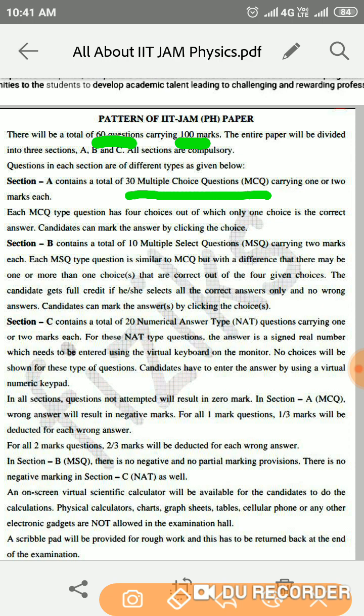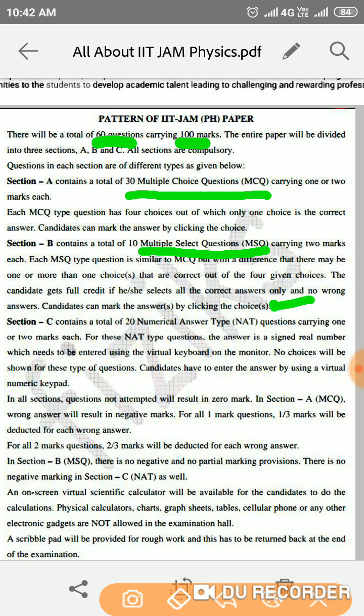Now moving to section B, it is a multiple select question section. It means that one or more than one option can be correct, and you will get the marks only when you select all the correct answers. There is no provision of negative marking in this section. There are 10 questions in this section, and all the questions will be of 2 marks.